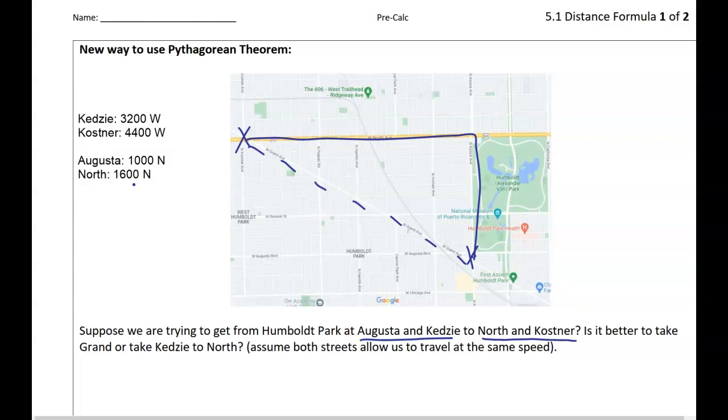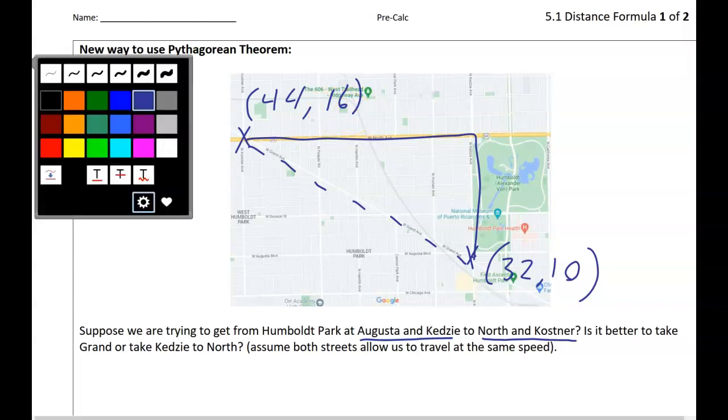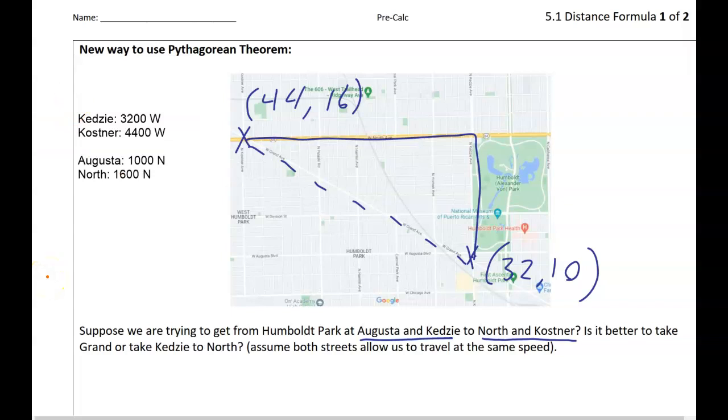So I'm going to treat these like coordinates. I'm going to drop the zeros, but I'm going to label my spots here. This is Augusta and Kedzie, so I'm going to put 32, comma 10, like X and Y. And then here I'm going to put 44, comma 16. So what that means is I can figure out the lengths of each side, and then I can use those to figure out the length of the diagonal as well.